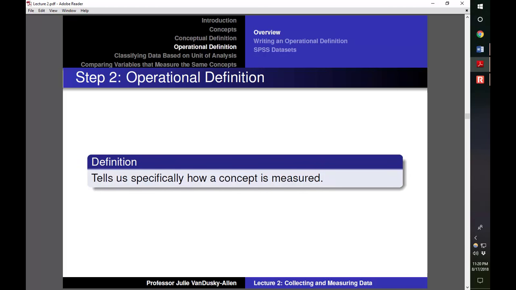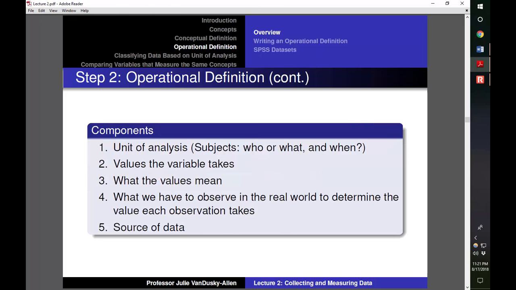Next, we will discuss how to develop an operational definition. Recall that an operational definition tells us specifically how the concept is measured. The operational definition includes the unit of analysis, the values the variable takes, what those values mean, what we have to observe in the real world to determine the value each observation takes, and the source of the data.